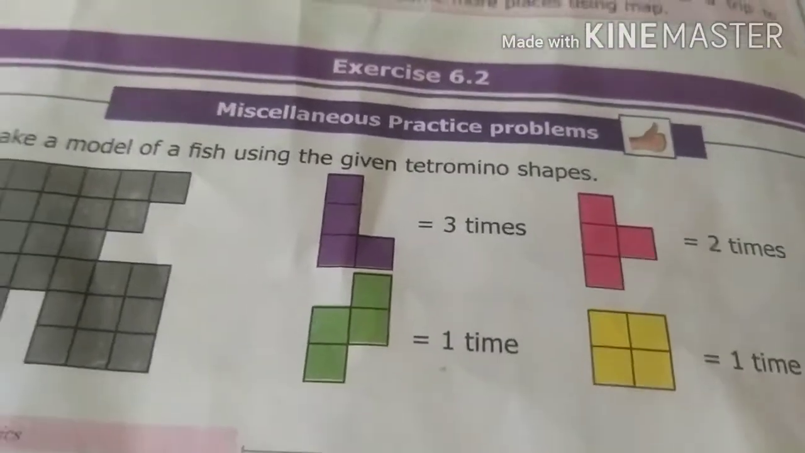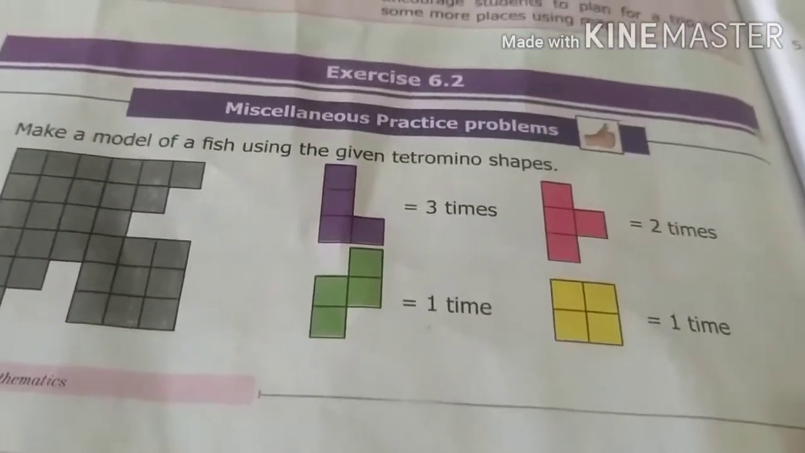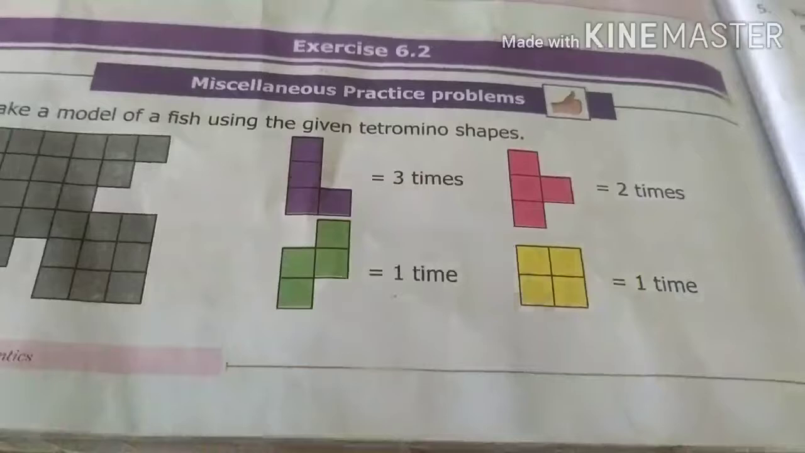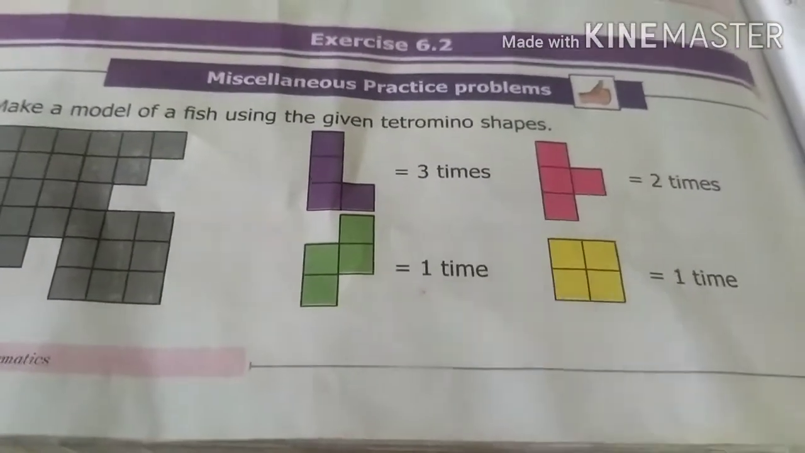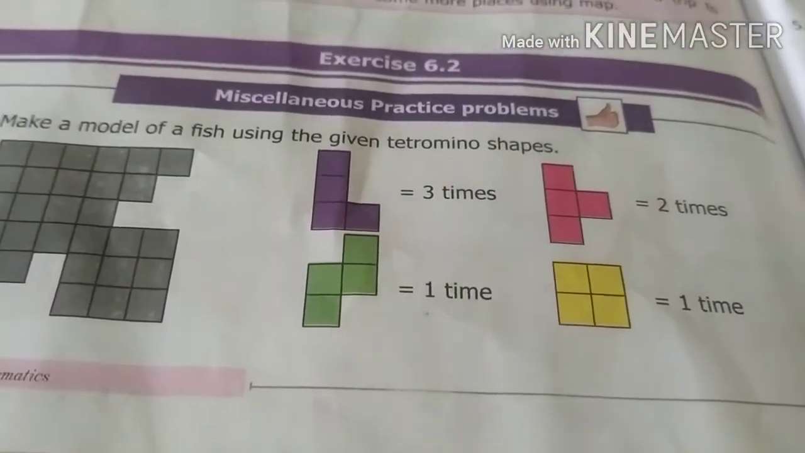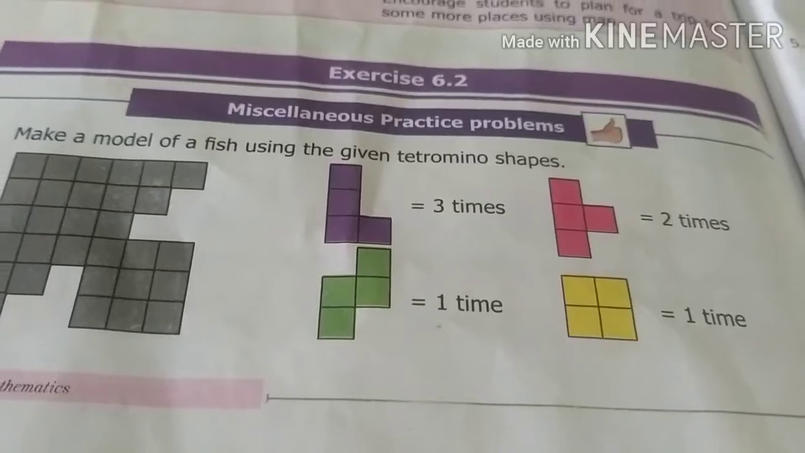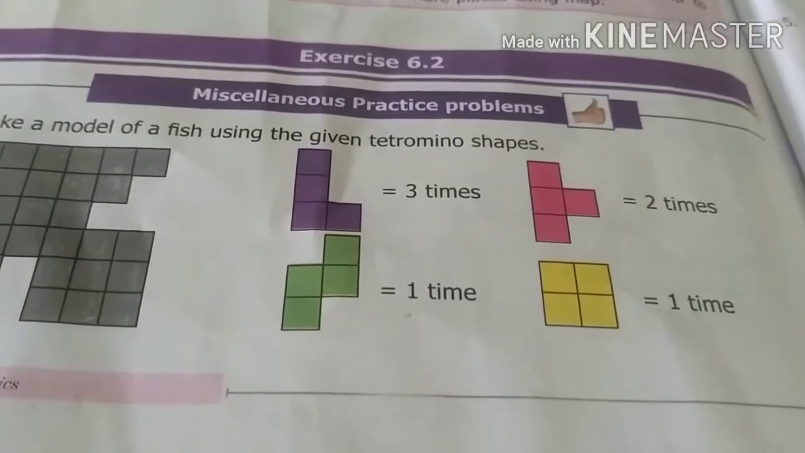Students, now we are going to start with exercise number 6.2, miscellaneous practice problems. Very simple sums children. I am going to tell how to do them and give the PDF to solve these diagrams. You just complete this in the book itself. Okay? So make a model of fish using the given tetromino shapes.